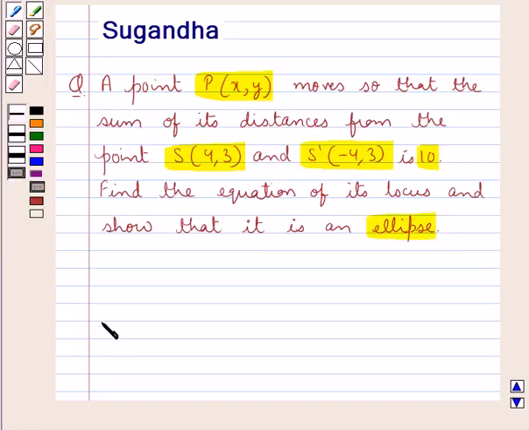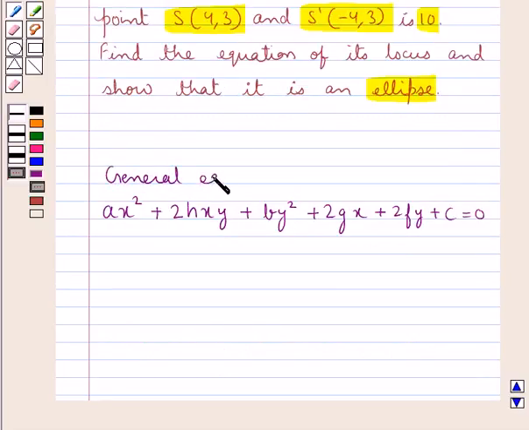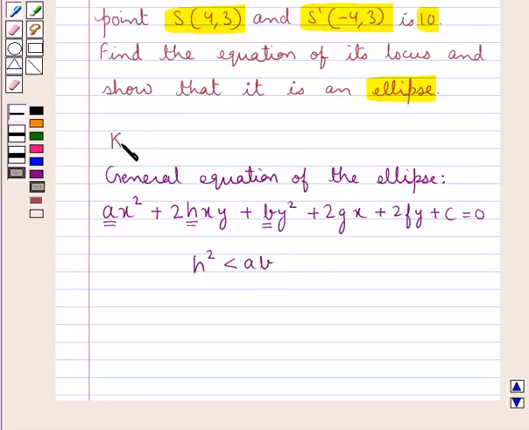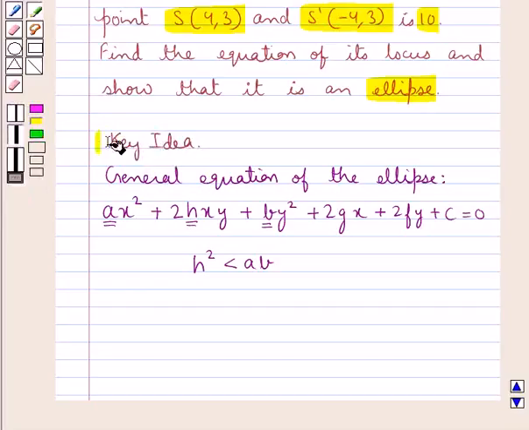Before moving on to the solution, let's see the general equation of an ellipse, which is given by ax square plus 2hxy plus by square plus 2gx plus 2fy plus c equal to 0. This is the general equation of the ellipse. It is a second degree equation and the constants a, h and b are such that h square is less than ab. This is the key idea that we use in this question. Let's now proceed with the solution.